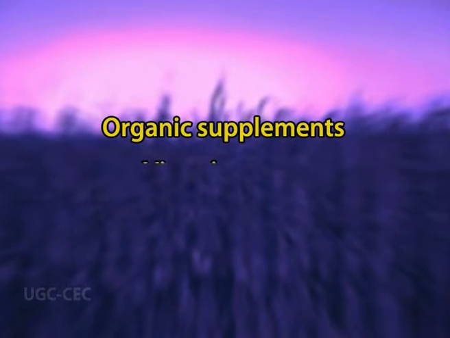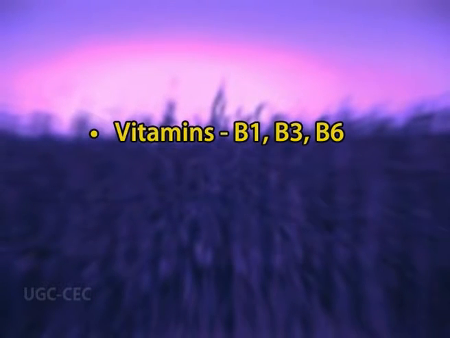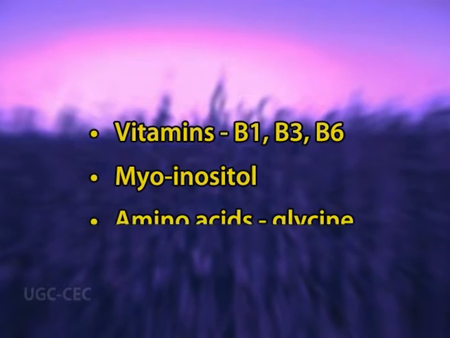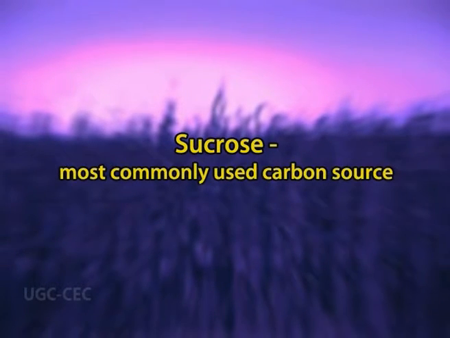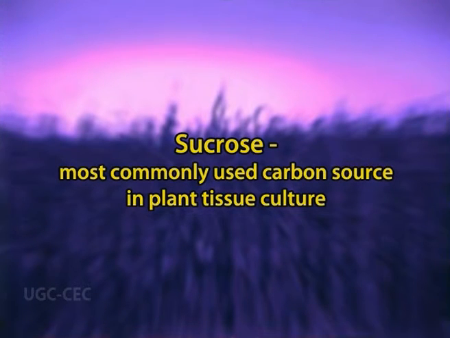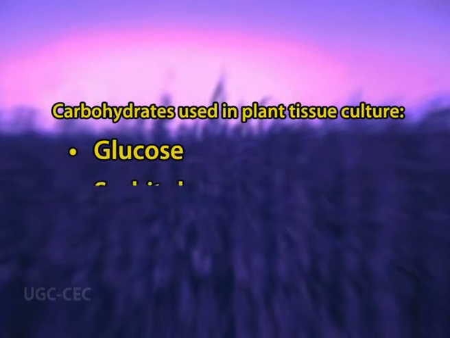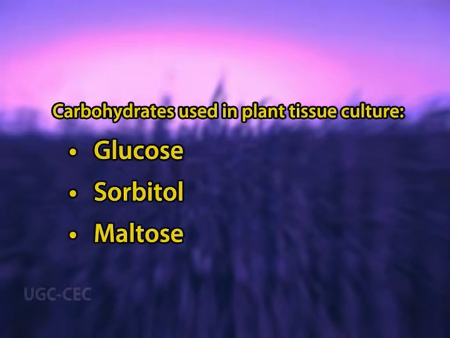Organic supplements. Organic supplements include vitamins and amino acids. Among the vitamins, vitamin B1, B3, B6, and myoinositol are used in the plant tissue culture medium. Among the amino acids, glycine is most commonly used. The most commonly used carbon source in plant tissue culture medium is sucrose. However, carbohydrates like glucose, sorbitol, or maltose are also used in some preparations.